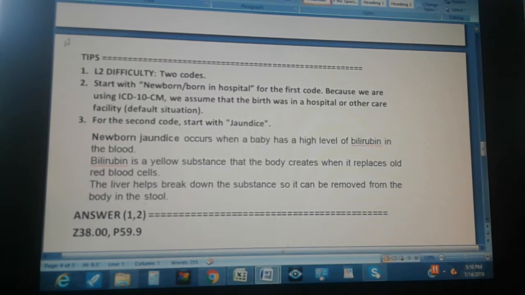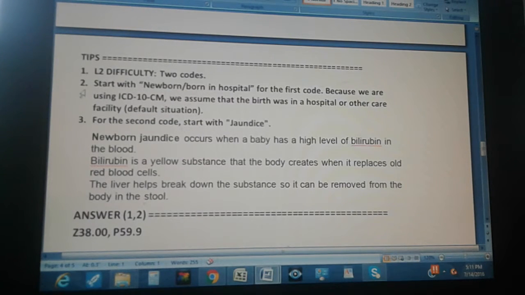If you didn't get it, let's give you a couple of tips so you can get the answer. First tip: level 2 difficulty, 2 codes. There are 2 codes to describe this condition. One is that it's a regular birth, and the second is that there was something wrong with the baby when he was born. The second one.